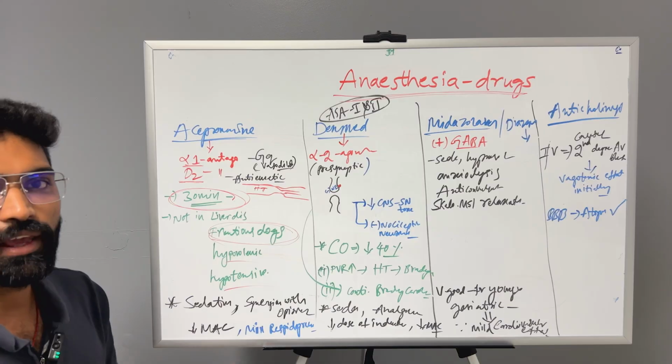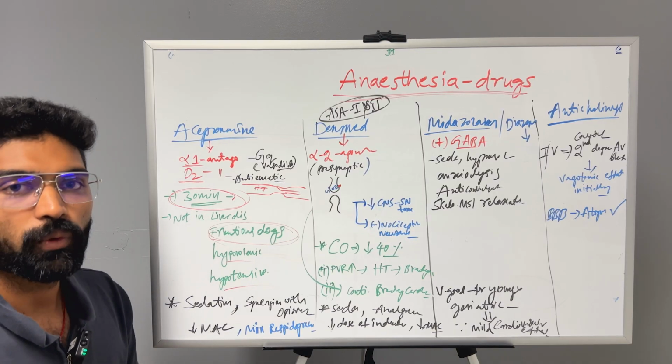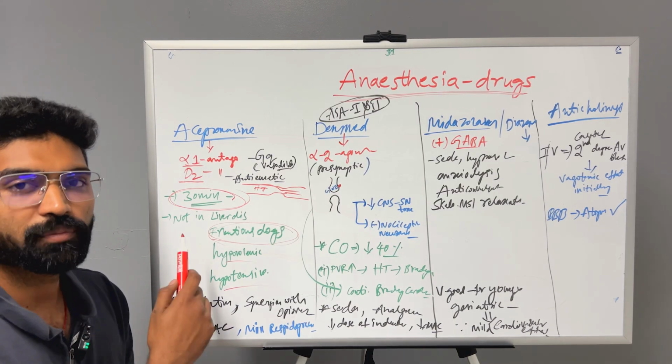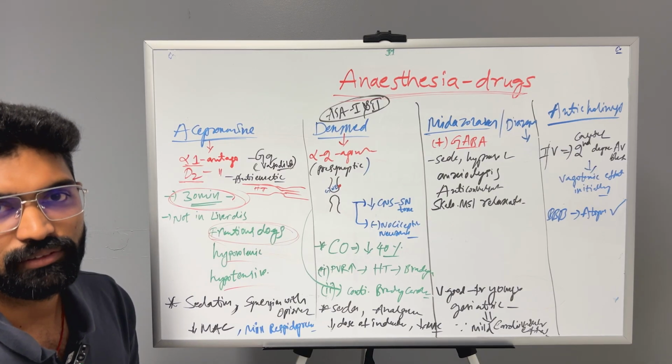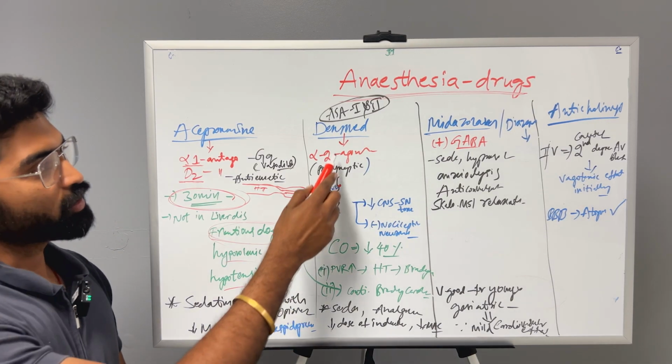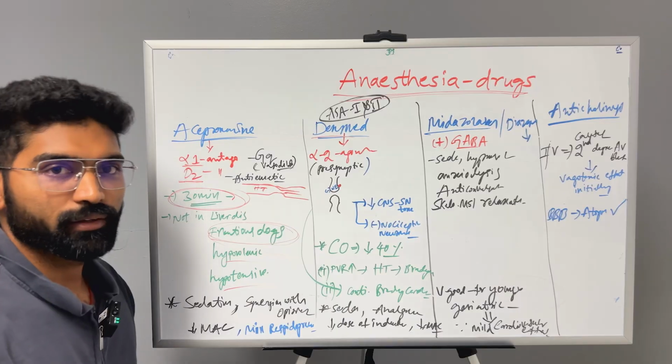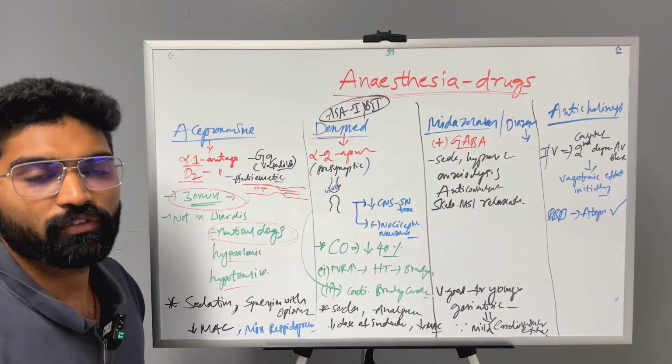So this is all about Acepromazine. And one more disadvantage with Acepromazine is it doesn't have any reversing agent. Okay. So now let us see Dexmedetomidine. Dexmedetomidine is an alpha-2 agonist.